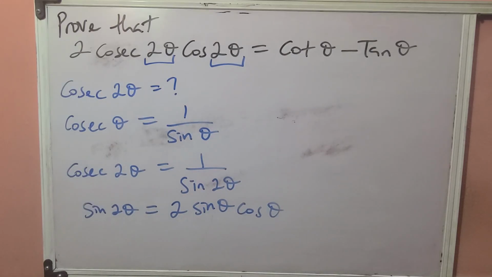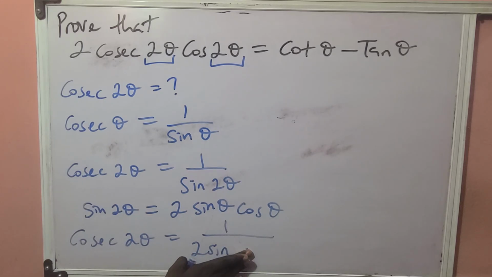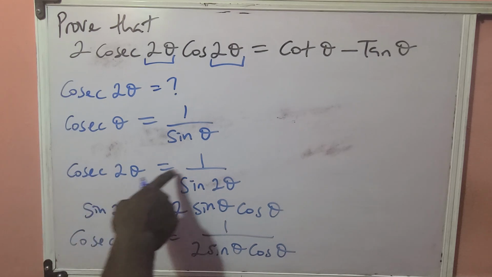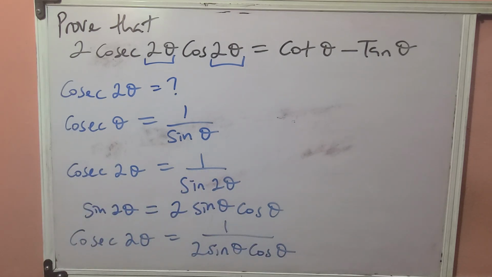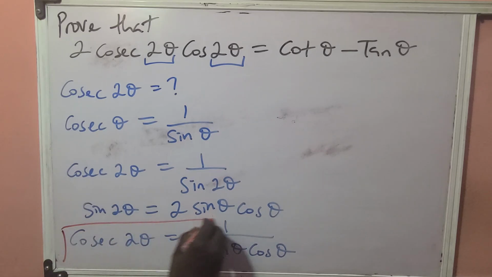So obviously, I can write my cosecant of 2 theta to be 1 over 2 sine theta cos theta, because now we're dealing with cosecant of 2 theta being 1 over sine 2 theta. So this is how we are going to be able to resolve our cosecant of 2 theta. So it's going to be given by this.